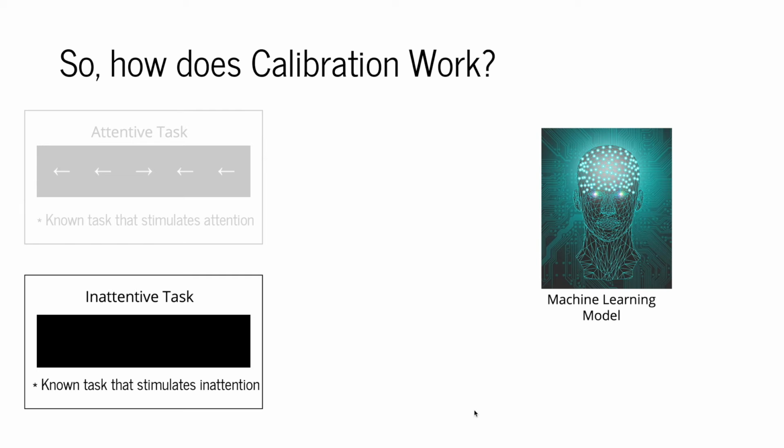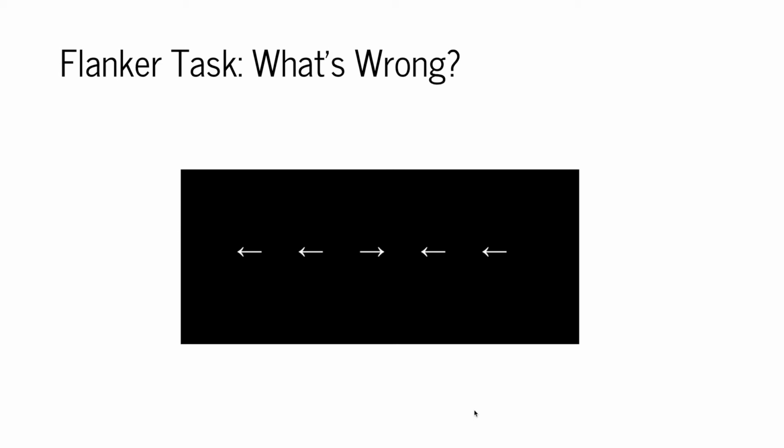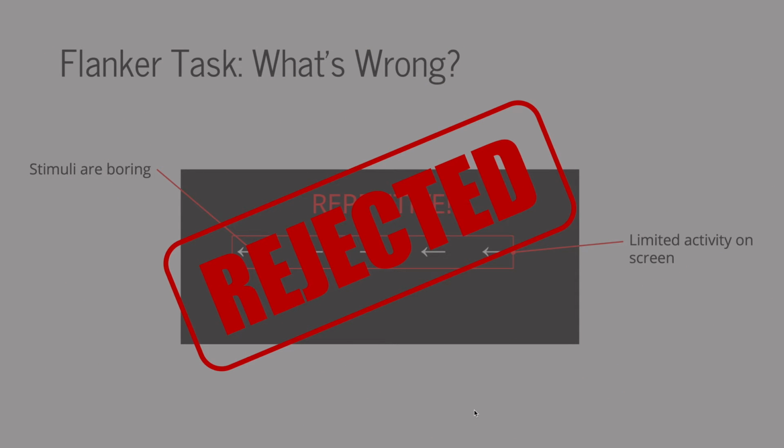With our understanding, let's take a look at the current attentive state calibration task. We have just seen the current attentive state task, which is called the flanker task. What exactly is wrong with the flanker task that makes it unsuitable for calibration? Firstly, the stimuli are boring, consisting only of white arrows on a black background. Next, as you saw previously, there is limited activity on the screen. Finally, the task is boring, repeating itself over and over again, with little variation. Therefore, I believe it is unsuitable for calibration.